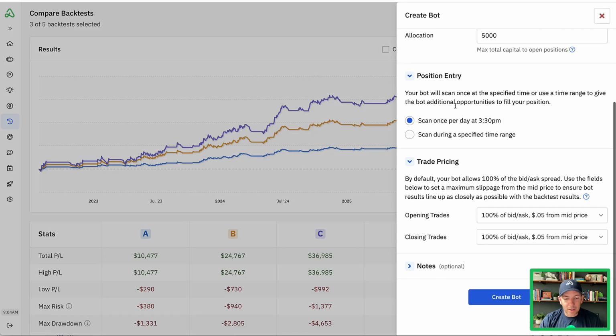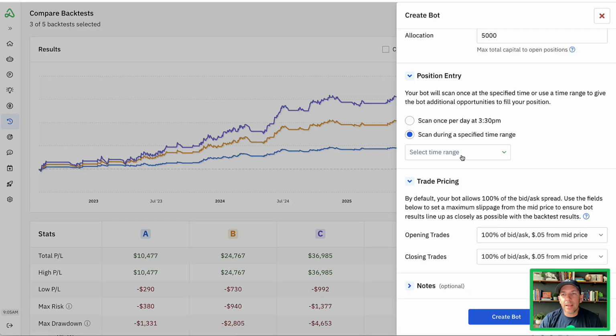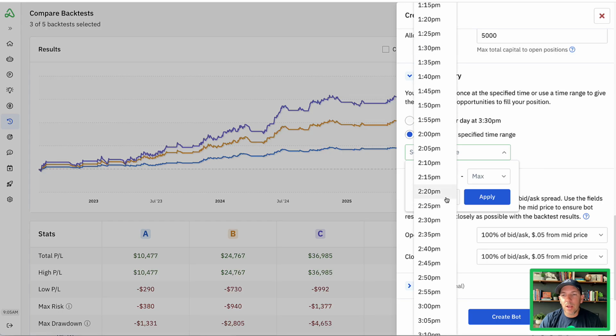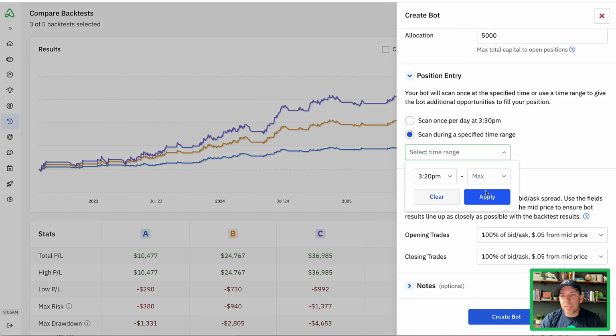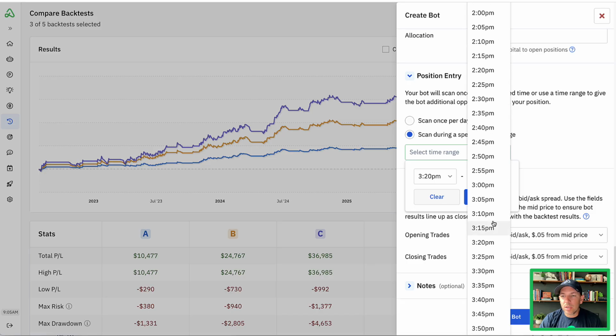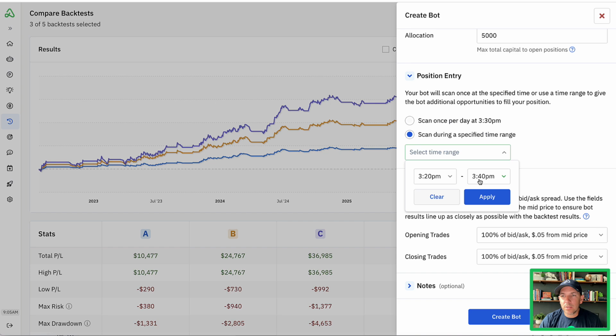It's set up right now to scan once per day at 3:30. Now, what I usually do with all of these is I don't want to try one specific time. What I want to do is try to get into the position around that 3:30 timeline. So I usually go around 10 minutes on either side, so 3:20 to 3:40. That kind of targets around that 3:30 range. So I'm okay doing that.